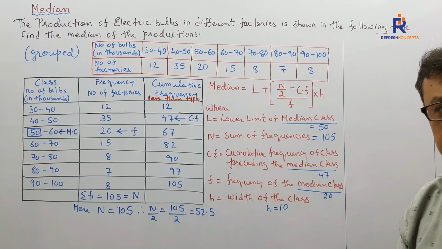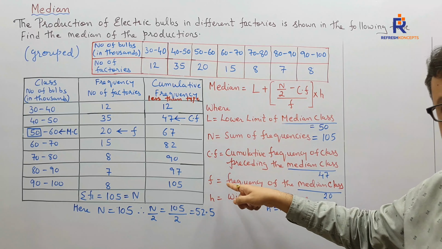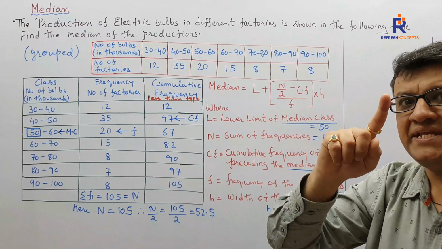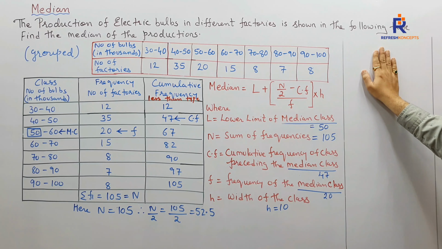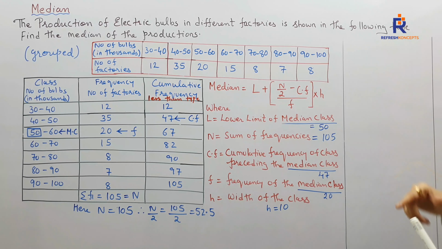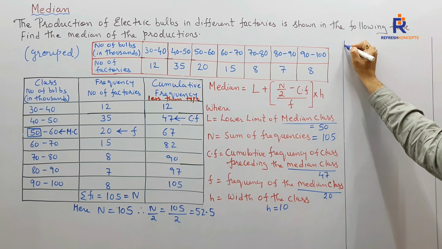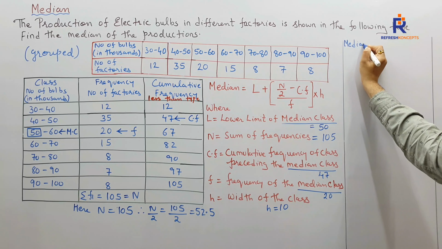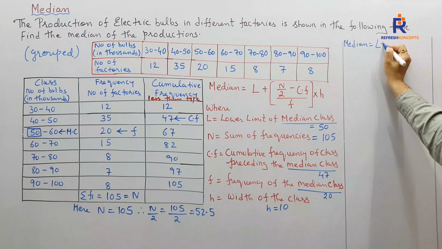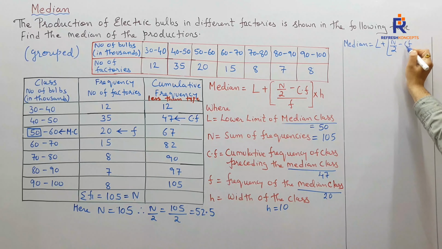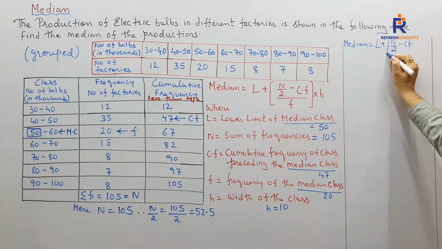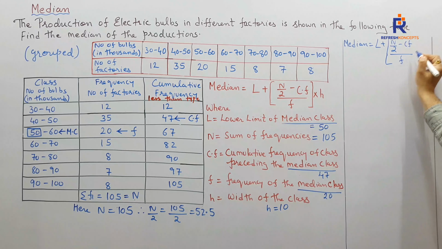Any problem, children? I hope you have understood everything. The main criteria is the median class. The rest is the entire formula. Now we are just going to write down that formula once again and solve the sum. So what is that formula for median? Median is nothing but L plus (n by 2 minus CF) by F into H.